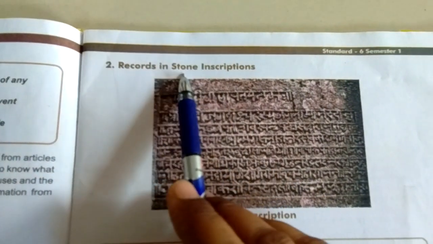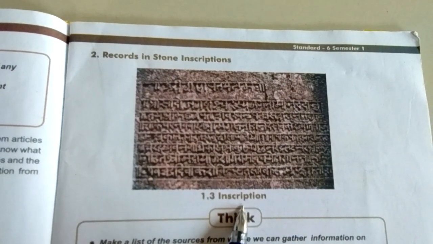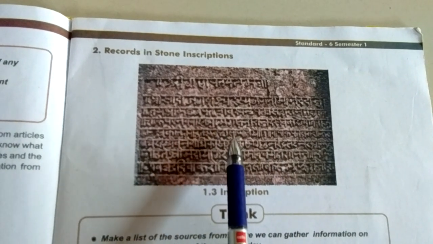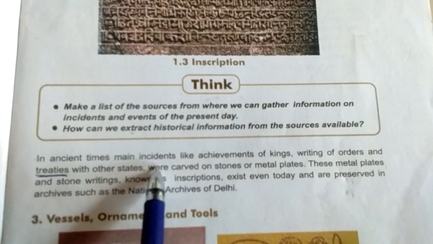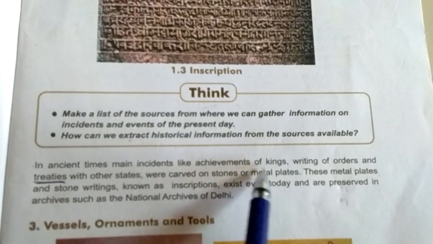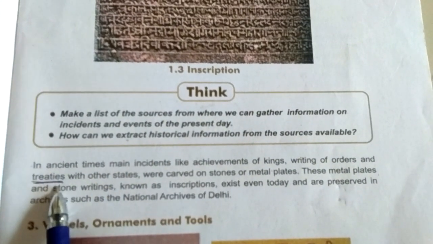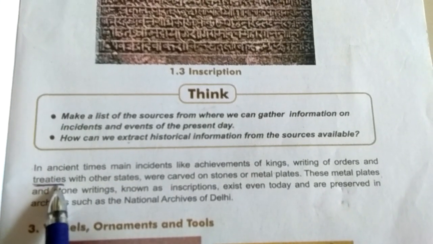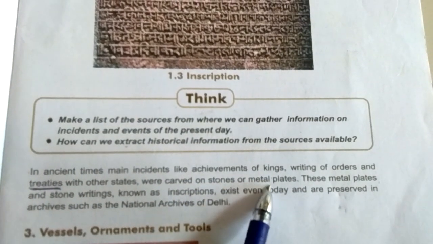Now here, the records in stone inscription. Here you can see this is a stone inscription. This script was written on the stone. Look here. In ancient times, main incidents like achievements of kings, writing of orders and treaties with other states were carved on stones or metal plates. Here treaties means agreements with other states.